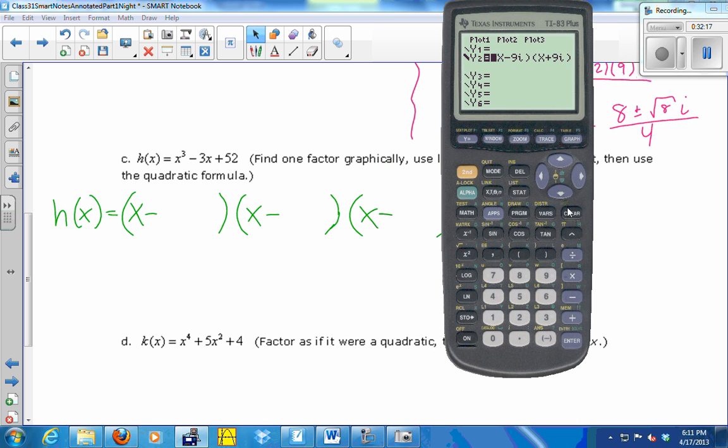So we go to our calculator and we put in x cubed minus 3x plus 52, and I'm just going to zoom 6 because I don't really know what it looks like. And I lucked out. There's 1 zero right in the viewing window. It looks like it goes right through -4. I can check using the table. Type in -4, and I'm hoping to see what? 0. So -4 is a 0. Okay, so graphically, -4 is a 0.